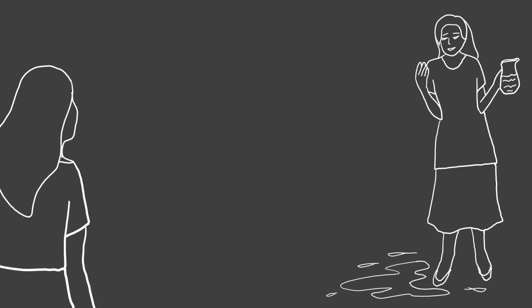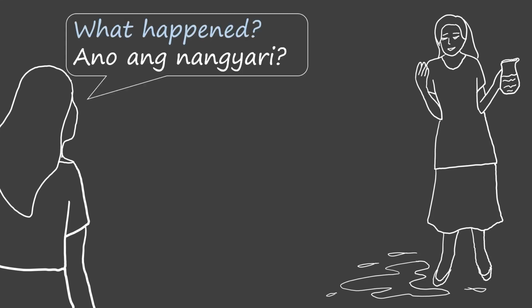Let us start with a conversation. What happened? Ano ang nangyari? What, ano? Happened, nangyari. Ang has no equivalent in the English sentence. However, in Filipino, whenever we ask questions that begin with what is, what are, what did, we say ano ang.